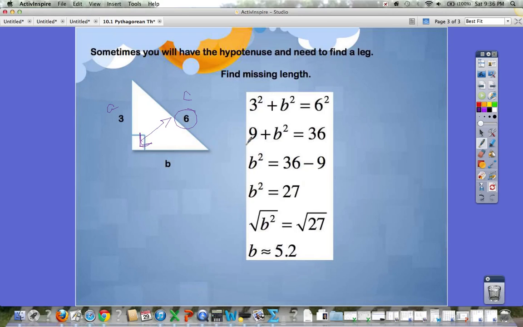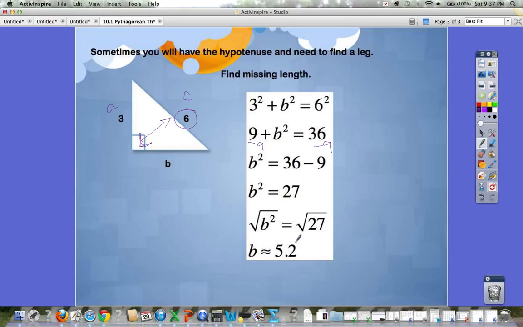If I take the 9 over, I have to subtract it because it's going across the equal sign. So I have B squared is equal to 36 minus 9, which happens to be 27. B squared is equal to 27, so I have to undo the square by taking the square root. So if I take the square root of B squared and I take the square root of 27, that's not a perfect square, so B is going to be approximately, and that's what the symbol means, 5.2.